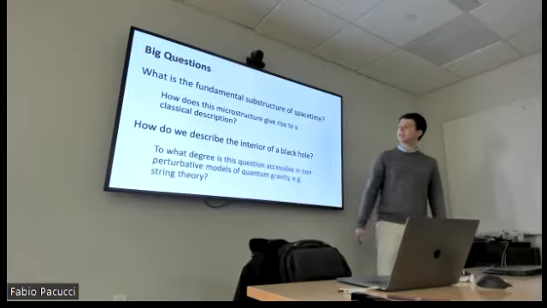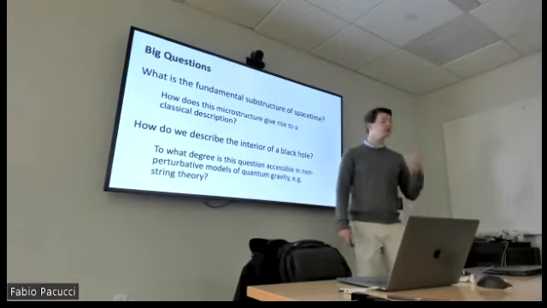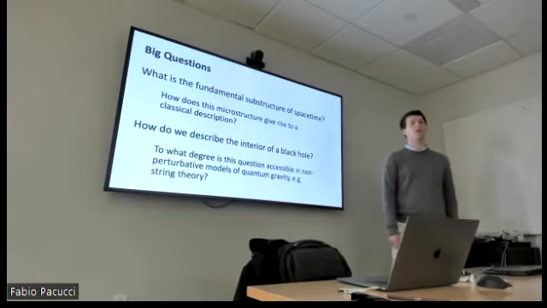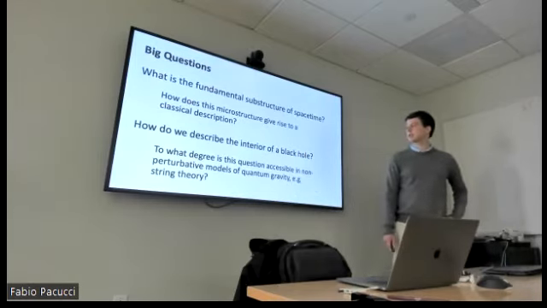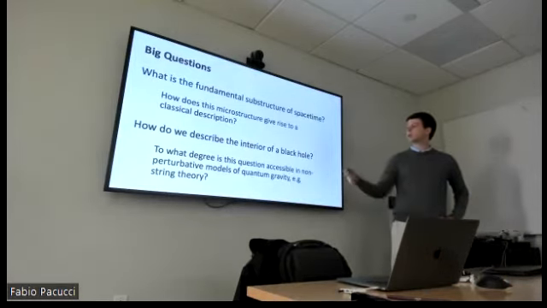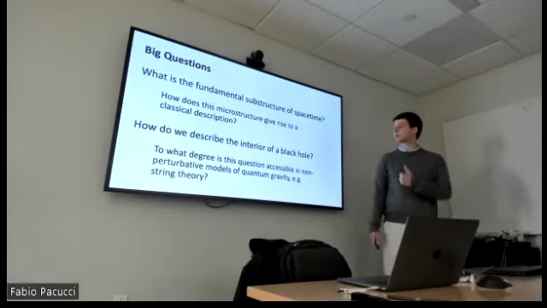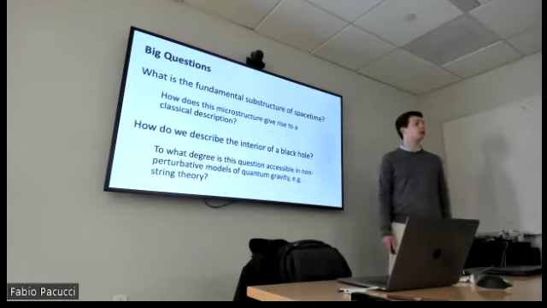What we're going to do is we're going to bring to bear contemporary tools of quantum gravity, in particular string theory, to try to chip away a bit at this question. In particular, the question is, to what degree is this question accessible? Namely, the question of what is the interior of a black hole? To what degree is it accessible in non-perturbative models of quantum gravity, for instance, string theory?